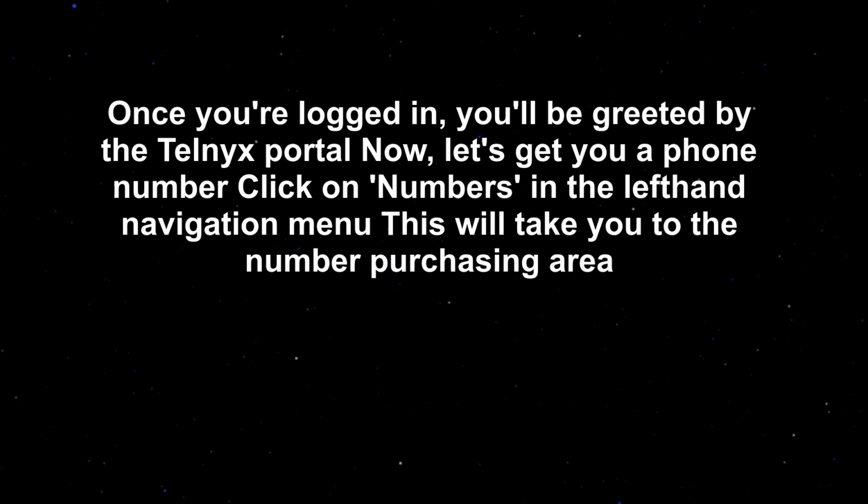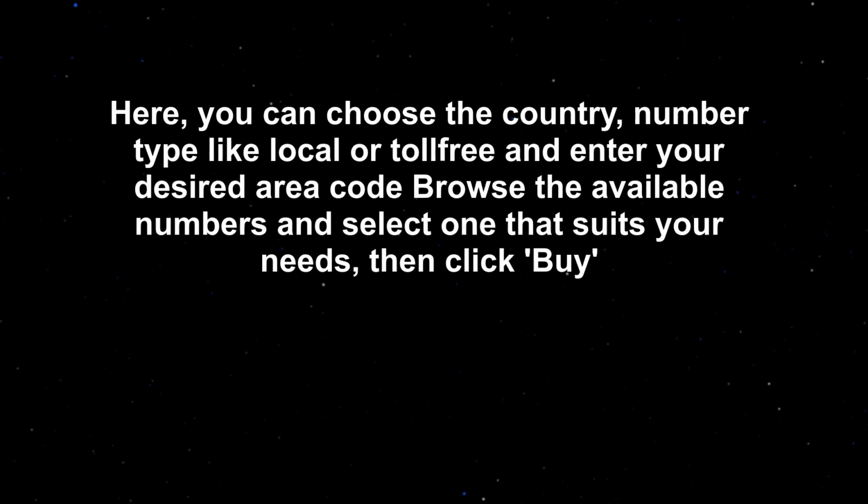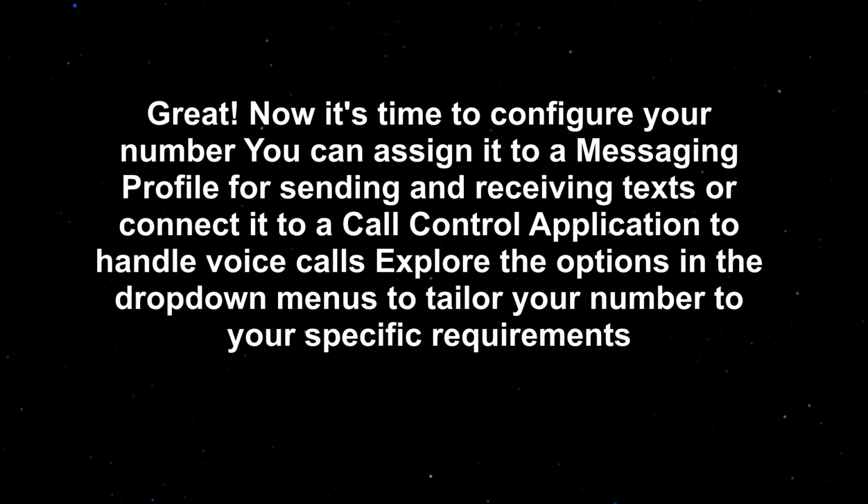Now, let's get you a phone number. Click on Numbers in the left-hand navigation menu. This will take you to the number purchasing area. Here, you can choose the country, number type like local or toll-free, and enter your desired area code. Browse the available numbers and select one that suits your needs. Then click Buy.